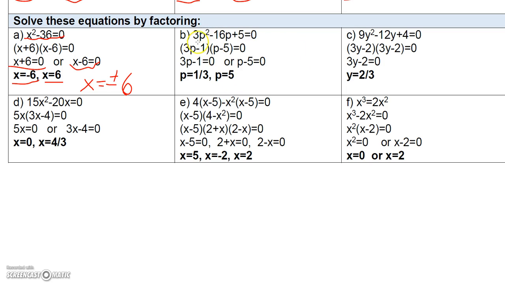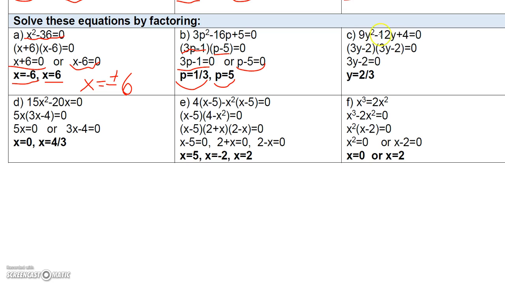The next one is 3p squared minus 16p plus 5. And we saw earlier in this example, I think we did this one earlier, that it factored into 3p minus 1 and p minus 5. And then, since that product has to equal 0, either 3p minus 1 must be 0 or p minus 5 is 0. So to solve 3p minus 1 equals 0, add 1 to both sides and you get 3p equals 1. Then divide both sides by 3 and you get p equals 1/3. And then for this one, just add 5 to both sides and you get p equals 5.